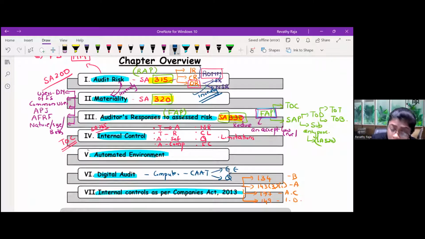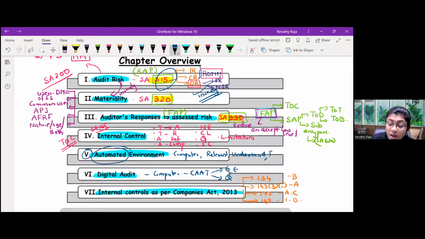Now regarding the automated environments, automated environment is significant to the audit. Automated environment is an environment in which decisions, processes, and operations, including the accounting, are carried out by computer. Now, here we have to study, is automated environment relevant? Yeah, it is relevant. Why? As per SA 315, we have to understand the entity and its environment. Automated environment also you should be able to understand.